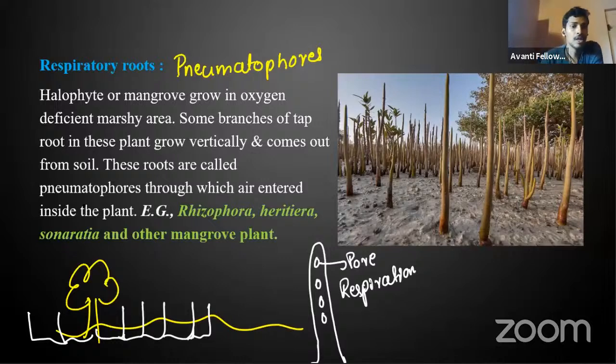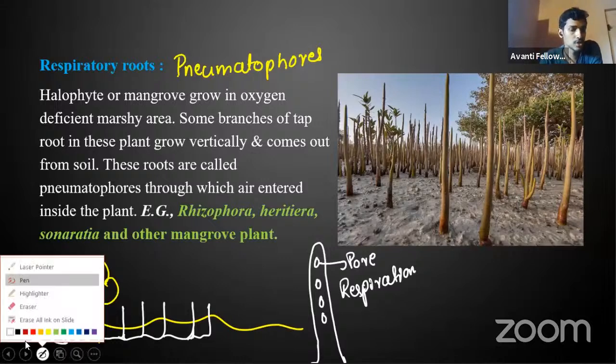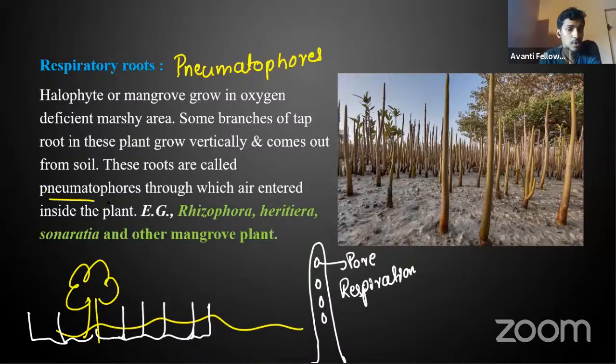Exactly, Chirant. So these roots are also called pneumatophores, where air enters and goes out. Examples are Rhizophora, Heritiera, Sonneratia, and another one, Avicennia. These kinds of plants you can find in the seashore.